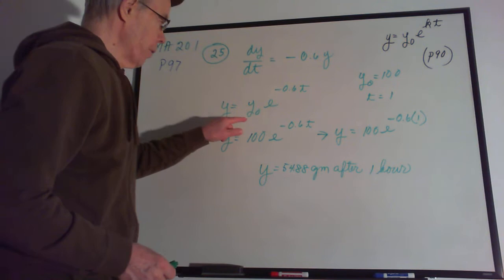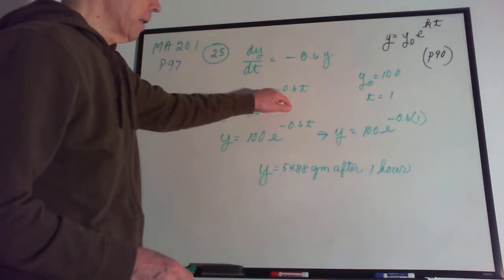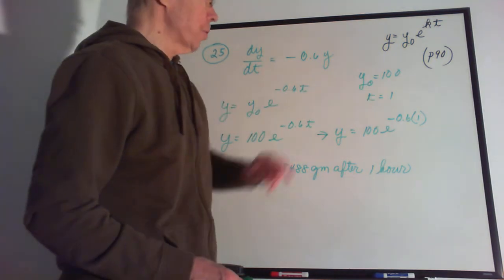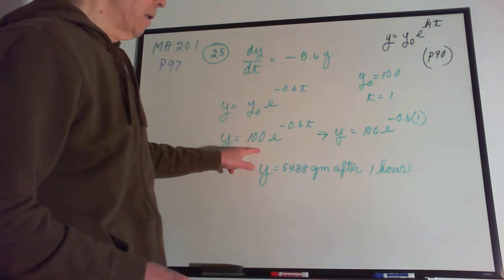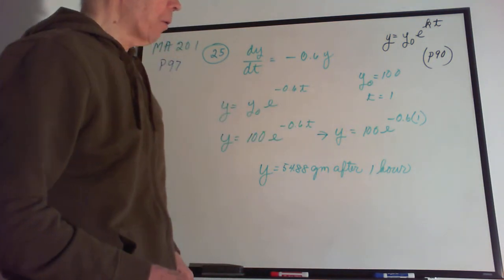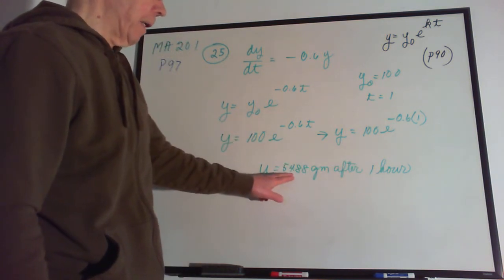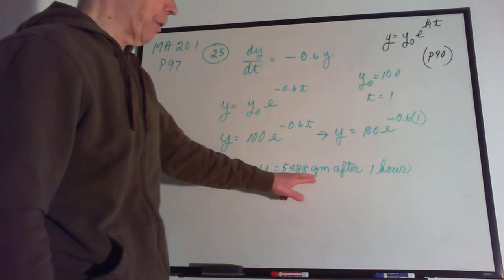All right, so you end up with y is equal to y sub 0 e to the negative 0.6 t. It tells you y sub 0 is 100, t is going to be 1 hour, so you substitute them in, and after 1 hour you're going to have 54.88 grams.